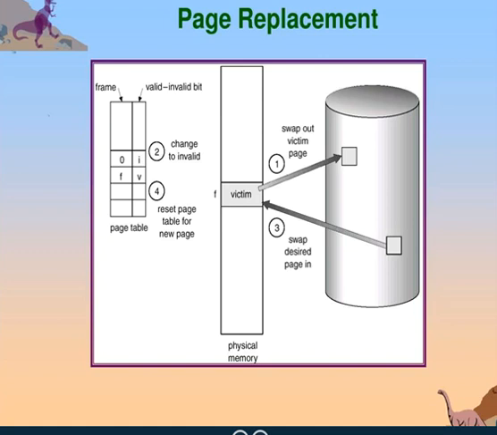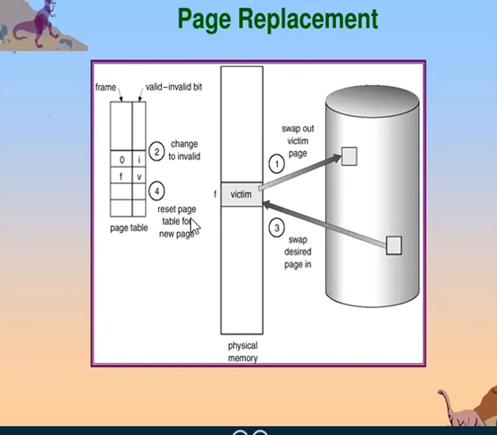So what are the steps we followed? Find the location of the desired page on the disk. Find if a free frame is available or not. If there is a frame, use it. If there is no free frame, use a page replacement algorithm to select a victim frame. So first, swap out that victim page. Now what's the second point? We have to change to invalid. The third one, swap desired page in. Here the free space is available, so swap the desired page in.